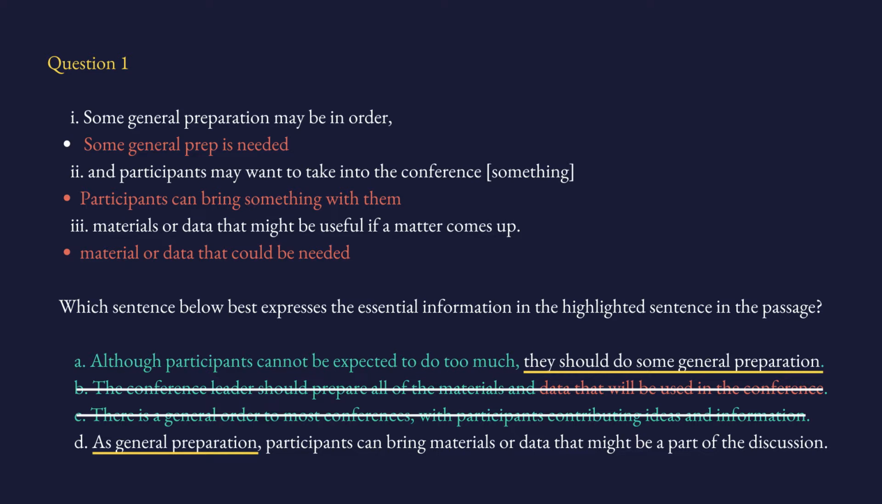A, although participants cannot be expected to do much. See, this is not stated in the original sentence. We are not saying they could do much, or they could do more than expected, or they could not do anything, or they're not expected to do anything. Those are not in the original sentence. So this is an added information answer choice. The second part is correct, but the first part is irrelevant. Cannot be expected to do much, so no. Without even reading, we only have D left, but let's read.